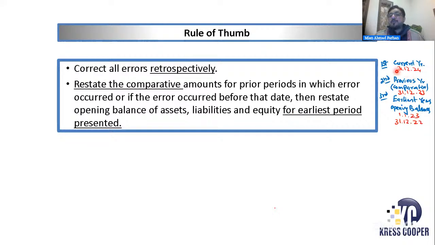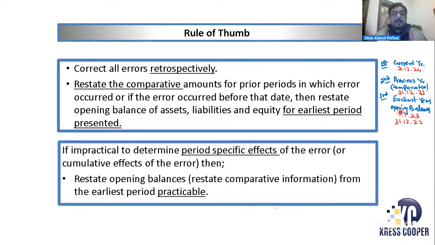So supposedly if you're preparing financial statements for the year ending on 31st December 24, the period ending on 31st December 2023 is the comparative year. Obviously, this period begins from 1st January 2023. So we will prepare a balance sheet on 1st January 2023. Okay. The earliest period presented, the beginning balance of the earliest period presented. So this is the third balance sheet that we will be preparing in this case.